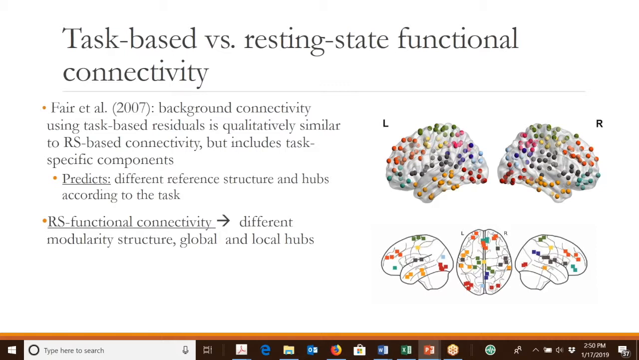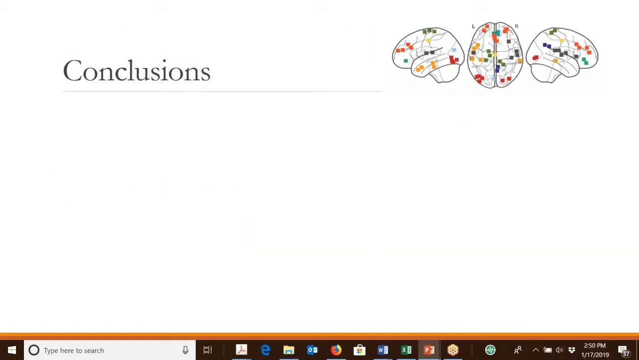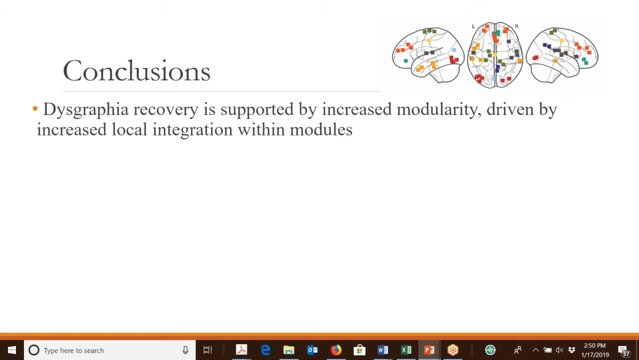of lesion and recovery. So, general conclusions: dysgraphia recovery seems to be supported by increased modularity driven by increased local integration within modules. Remember, increased modularity could be driven by a decrease in global connectivity or an increase in local connectivity.